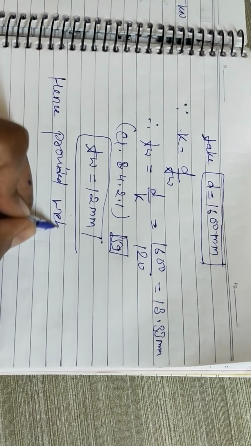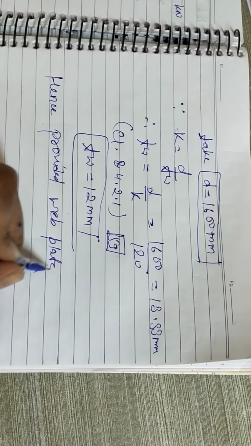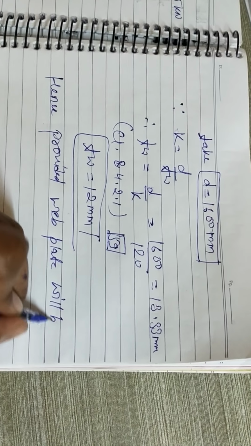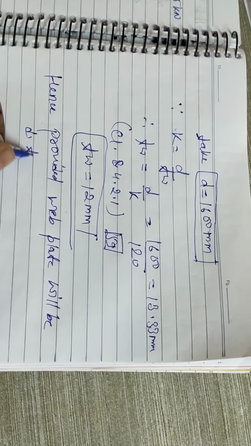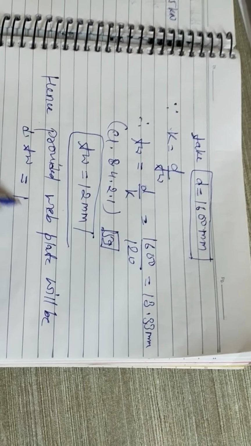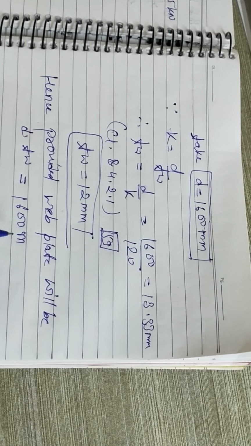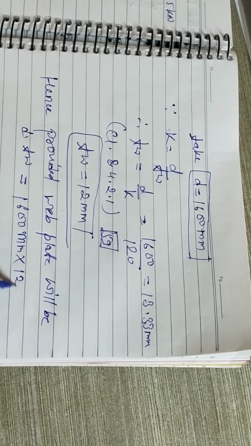web plate will be d into tw. That means 1600 mm into 12 mm.